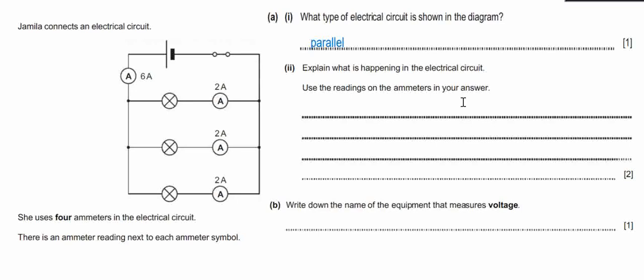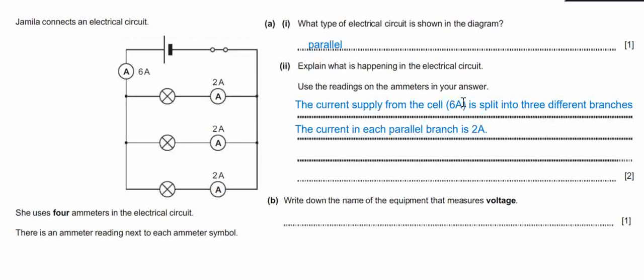Alright, let's check out the answer, guys. So the current supplied from the cells is 6 amp. It's split into 3 different branches, 1, 2, 3, and the current in each parallel branch is 2 amp. 2, 2. So 2 plus 2 plus 2, total is 6. So this is a parallel circuit. As we can see, parallel means more than one loop. This is 1 loop, 2 loop, and 3 loop. While for series, we talk about series only having a single loop.